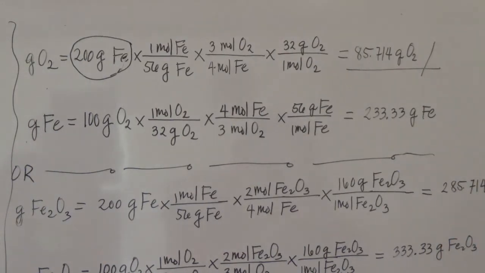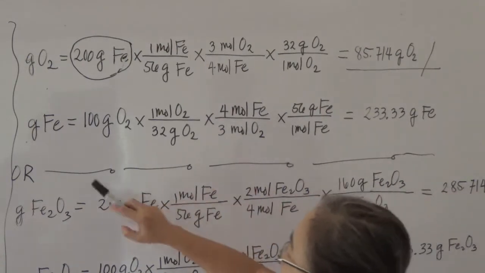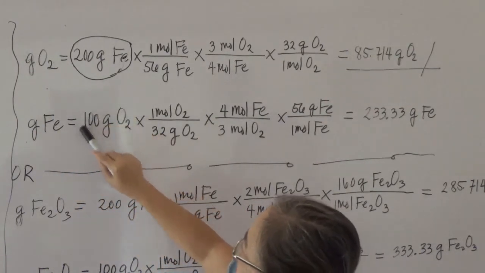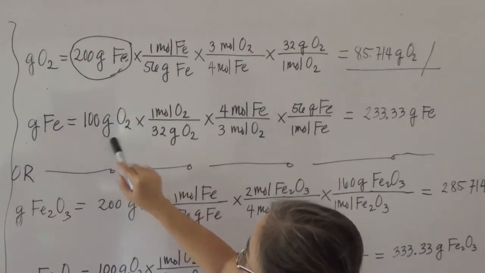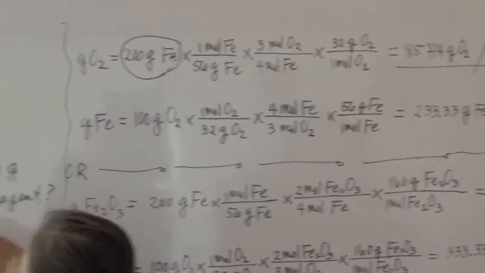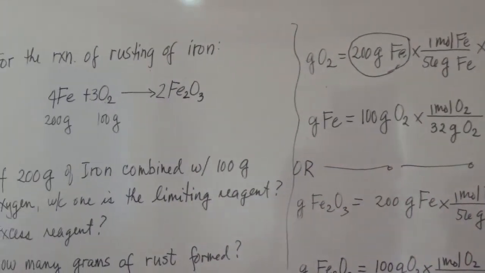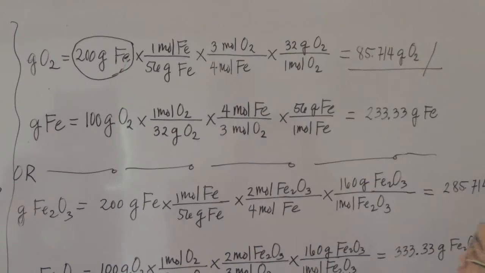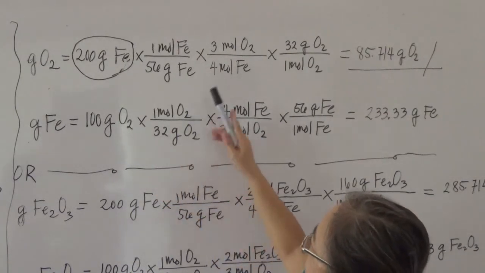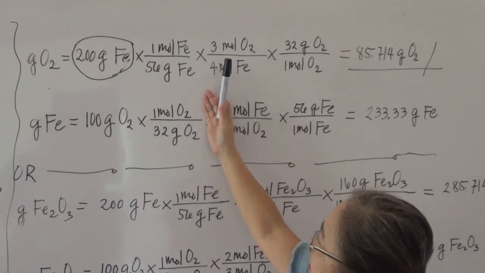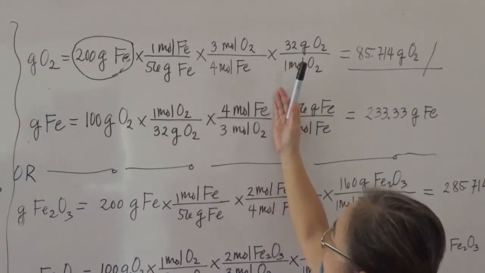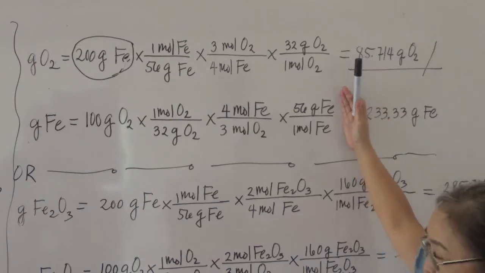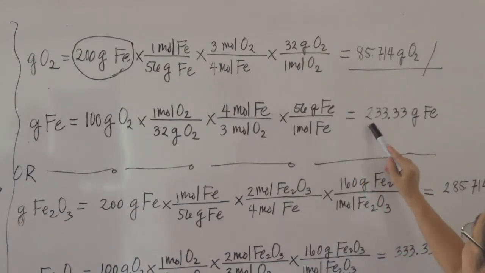Or if you want to verify, you can also compute the grams of iron needed if you have 100 grams of oxygen. How many grams of iron is needed to react with it completely? Again, based on the stoichiometric relationship, grams of oxygen will be converted to moles of oxygen. Then moles of oxygen converted to moles of iron based on the balanced equation. And from the moles of iron, convert to grams of iron using the molar mass.